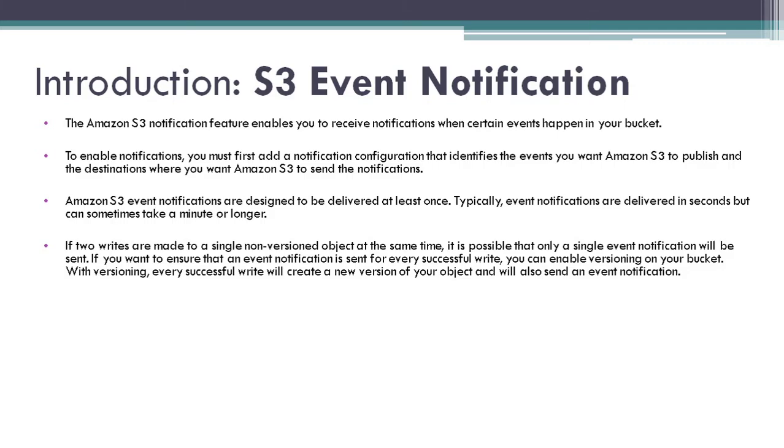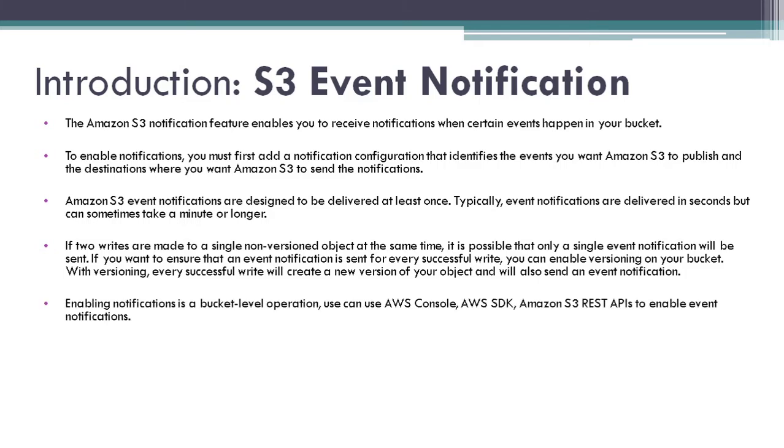If two writes are made to a single non-versioned object at the same time, it is possible that only a single notification will be sent. If you want to ensure that an event notification is sent for every successful write, you can enable versioning on your bucket. With versioning, every successful write will create a new version of your object and will also send an event notification. So if you want to get notified for each write of your object, you can enable versioning on your S3 bucket.